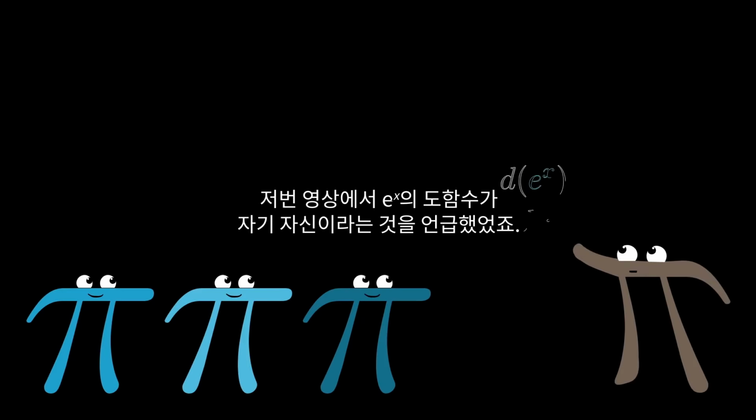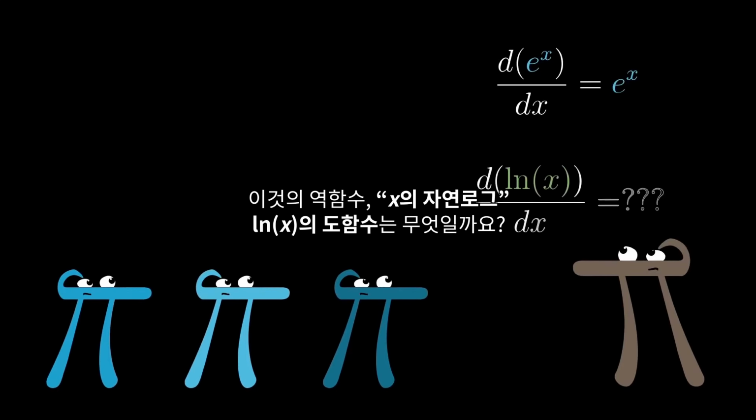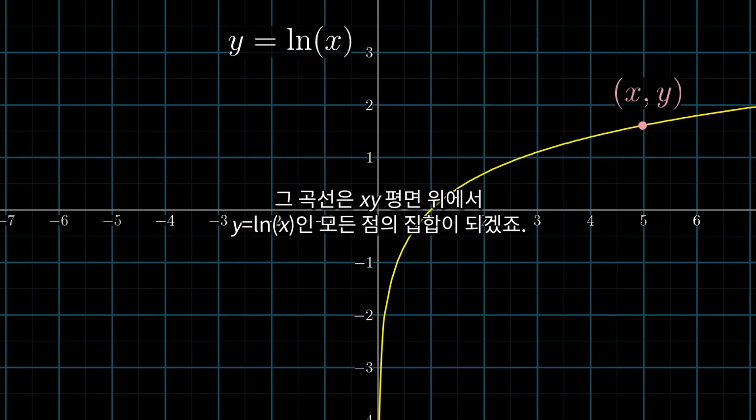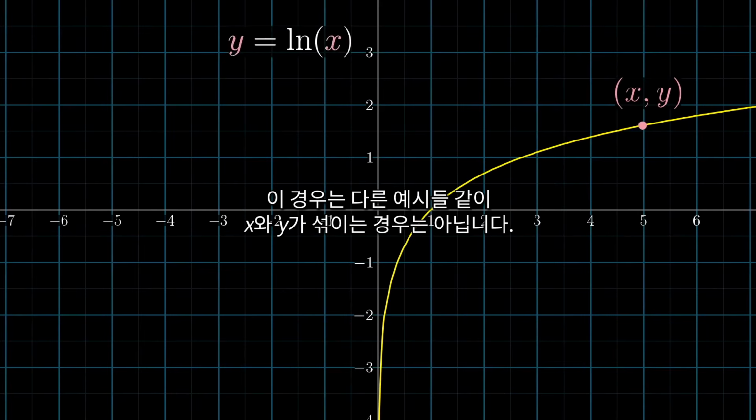I've mentioned that the derivative of e to the x is itself. But what about the derivative of its inverse function, the natural log of x? Well, the graph of the natural log of x can be thought of as an implicit curve. It's all of the points xy on the plane where y happens to equal ln of x. It just happens to be the case that the x's and the y's of this equation aren't as intermingled as they were in our other examples.